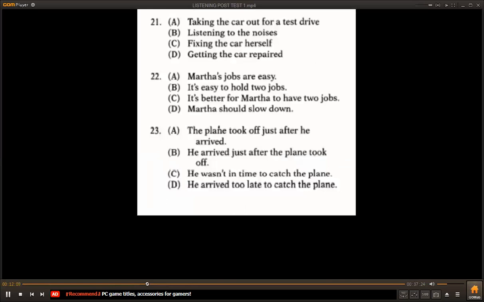Number 21. My car is making some funny noises. Why not take it to a mechanic? What does the man suggest to the woman?